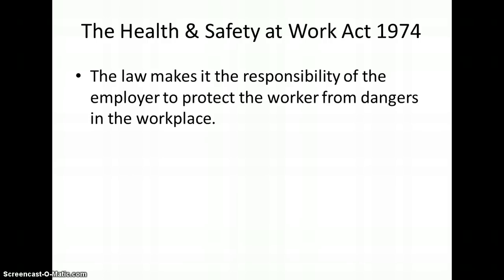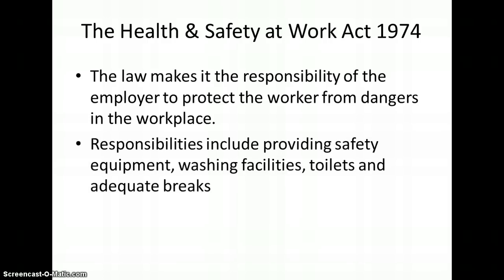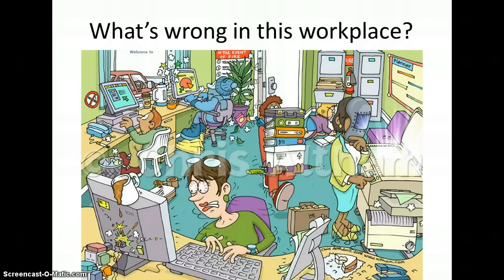So as it says, the law makes it the responsibility of the employer to protect the workers from dangers in the workplace. Responsibilities include providing safety equipment, washing facilities, toilets, and adequate breaks. It's about making sure everyone's safe. It can even be things like providing office chairs that are adjustable. People who are working on computers are supposed to have an adjustable chair so that their eyesight and their eye line is in line with the monitor. All of it's covered by health and safety.